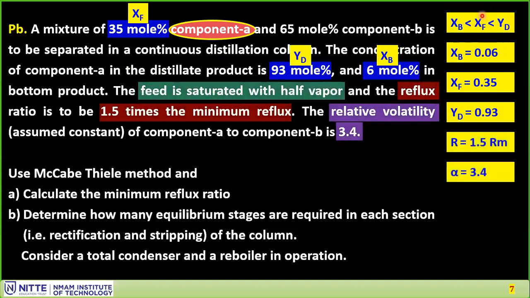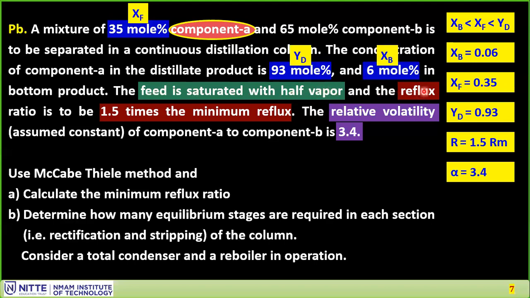Some more information that we have here, let's highlight that. The feed is saturated with half vapor, or otherwise half liquid. There are only two possibilities, right, vapor and liquid. Half vapor, half liquid. So the feed is saturated with half liquid and half vapor. I don't know what it is. Let's look at the next slide.